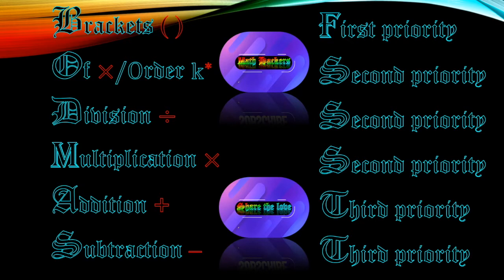With brackets first priority, followed by indices or powers, to be covered in our future videos. Then division and multiplication, followed by addition and subtraction, as clearly illustrated on the screen. Brackets first priority; orders, indices, powers; multiplication, division, second priority; addition and subtraction, third priority.